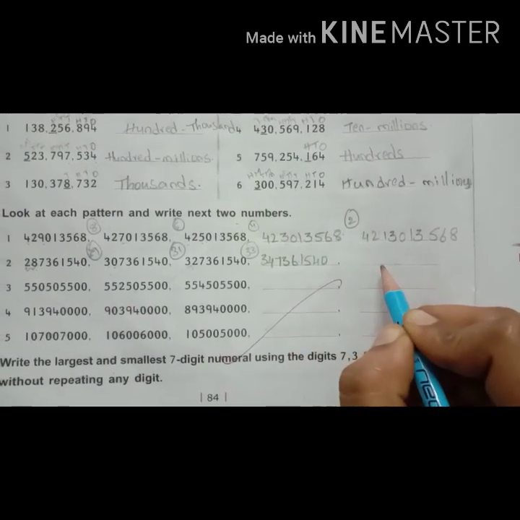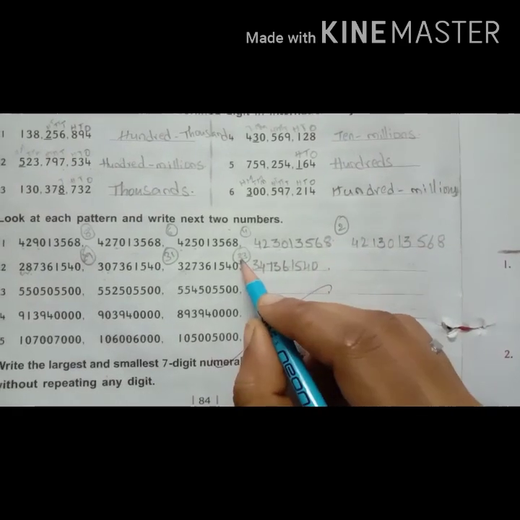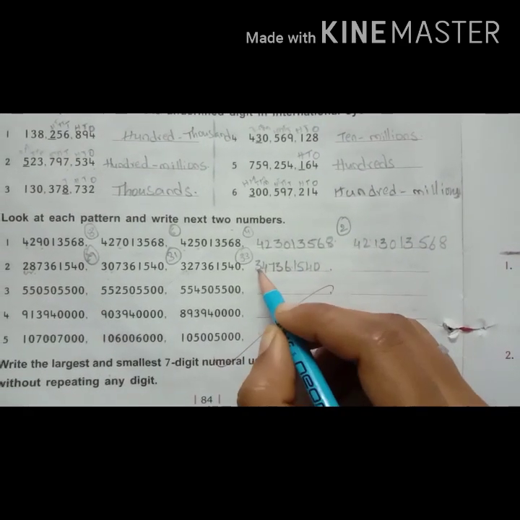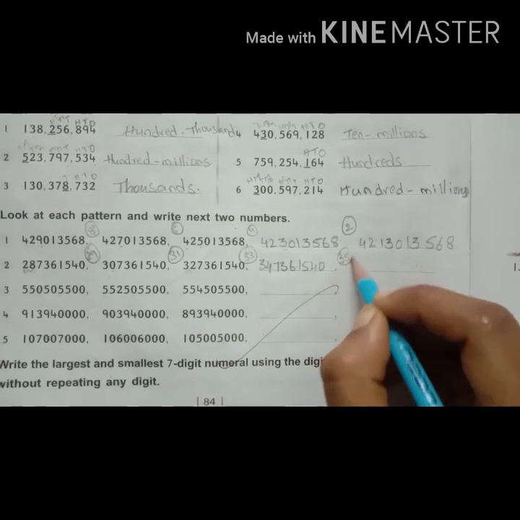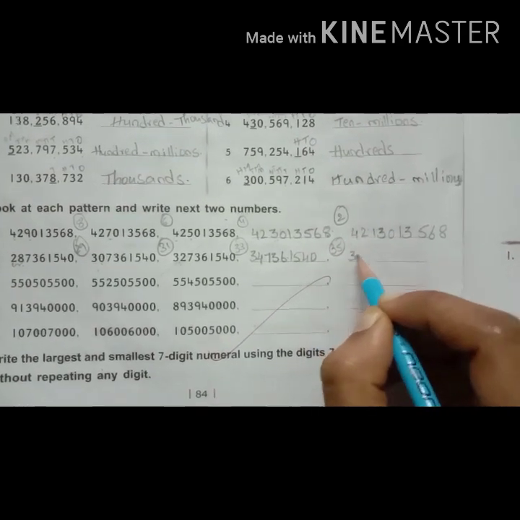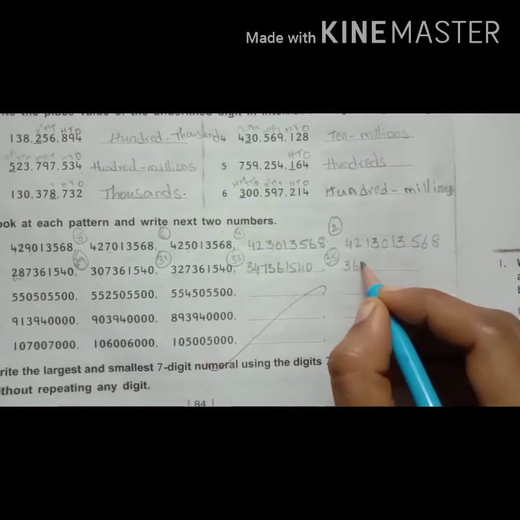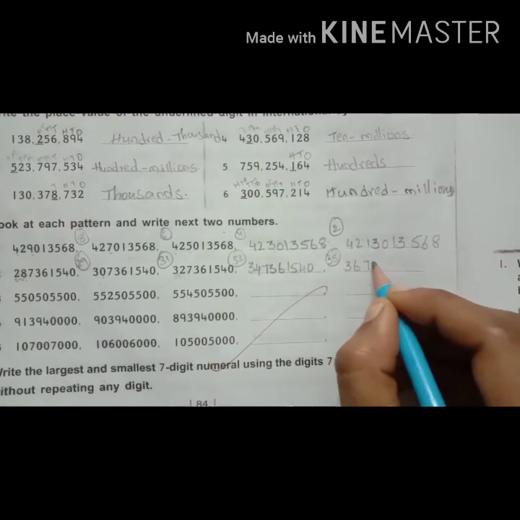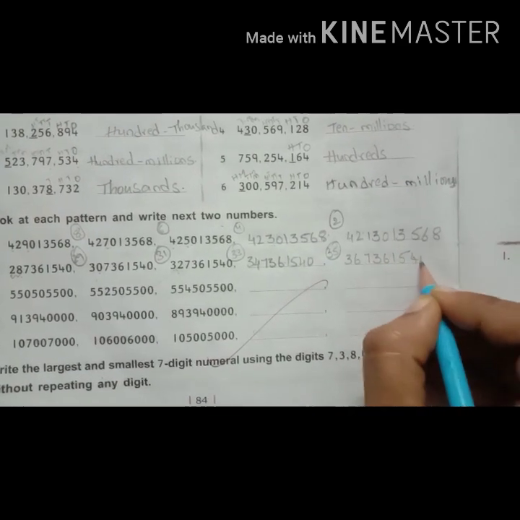Again, tell the next number, children. Which number we have to miss? Here, 33 we miss and write 34. And here, after 35 we have to miss and write 36. So again the remaining numbers are common: 36, 7, 3, 6, 1, 5, 4, 0.